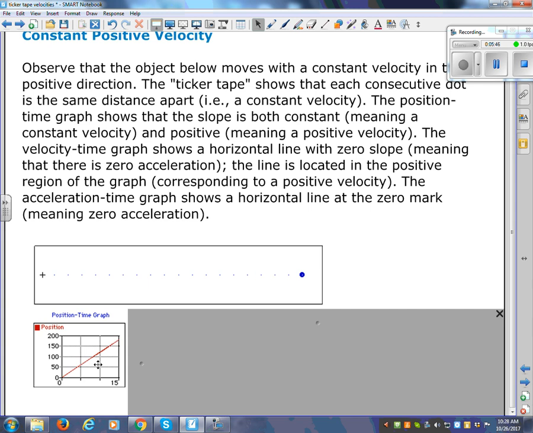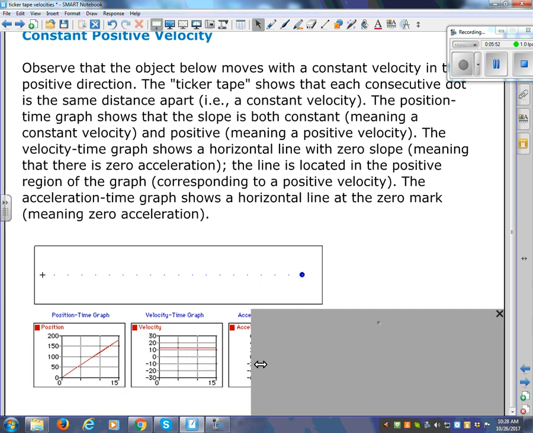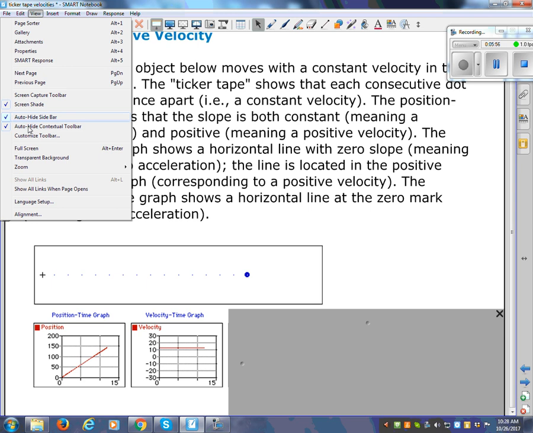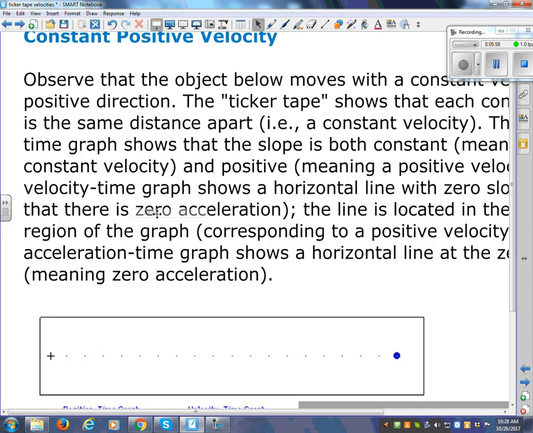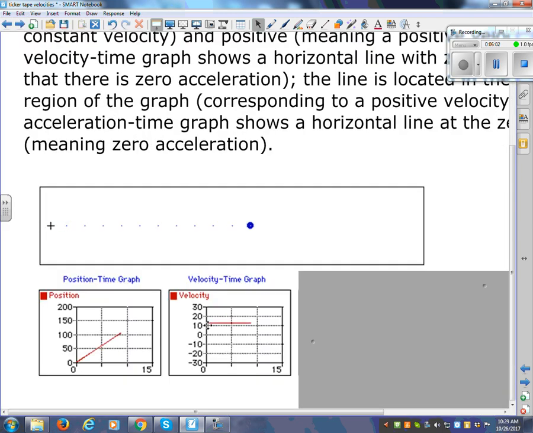It is. So what would the corresponding velocity time graph look like then? Flat. It would be a flat line. And the value that it's at, let me just zoom in a little bit here. The value that it's at, in this case, looks like about 12. That's the slope of this line. Right? The slope of this line is 12.